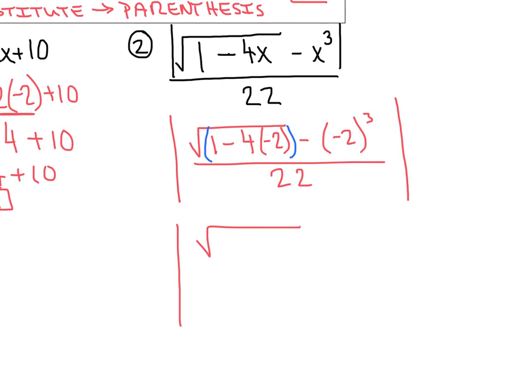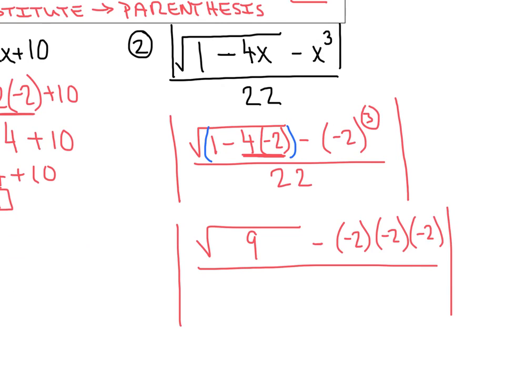By the time I multiply -4 times -2, that turns into a +8. So I've really got 1 plus 8 underneath that radical, which is going to give me a 9. And now I'm going to tackle this cube right here, which means -2 times -2 times -2. And then we're being divided by 22.